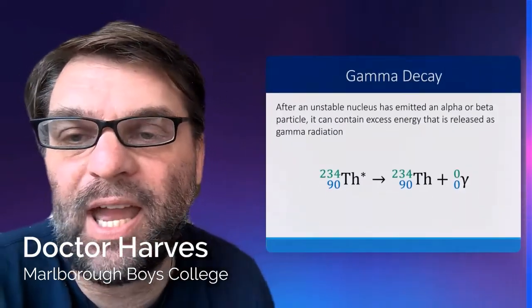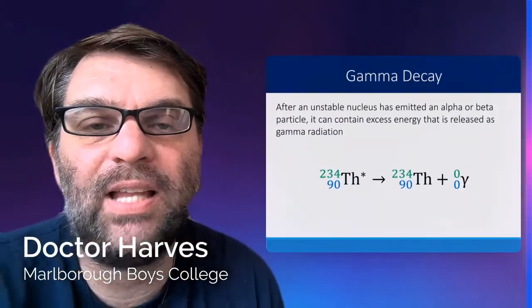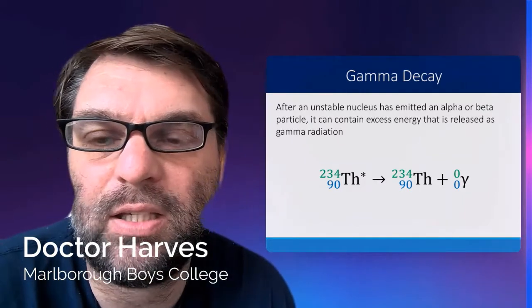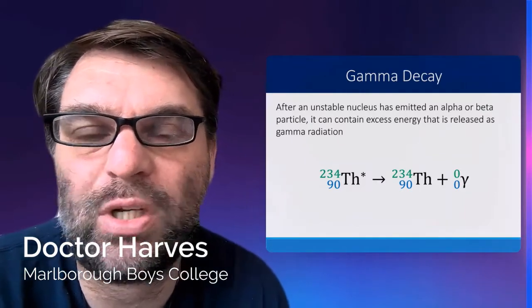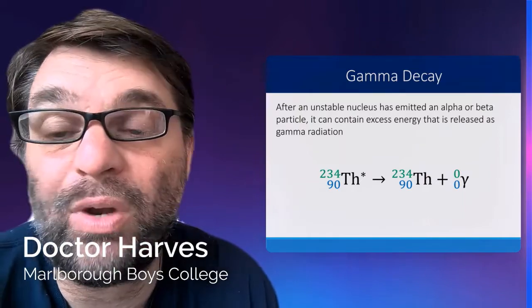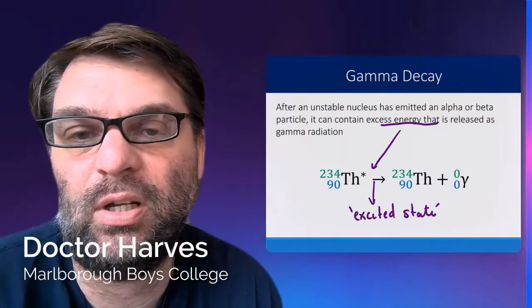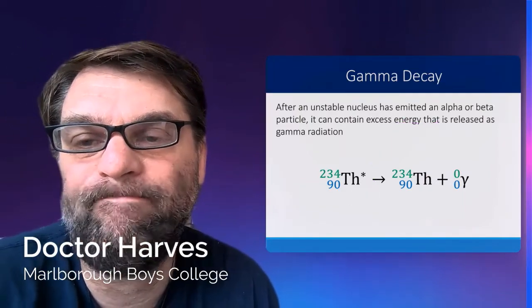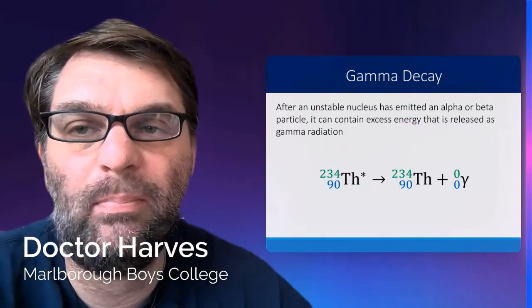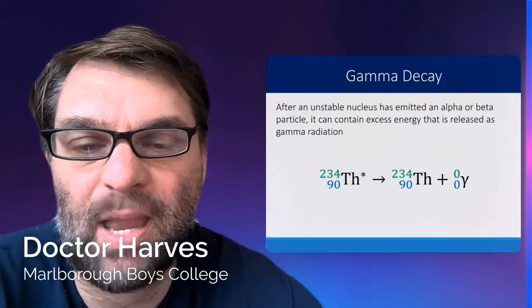The third type of decay is gamma decay. An unstable nucleus with high energy is in the excited state, which is what the asterisk means, and that energy is released in the form of electromagnetic radiation, or gamma radiation. High energy electromagnetic radiation, that's gamma decay.